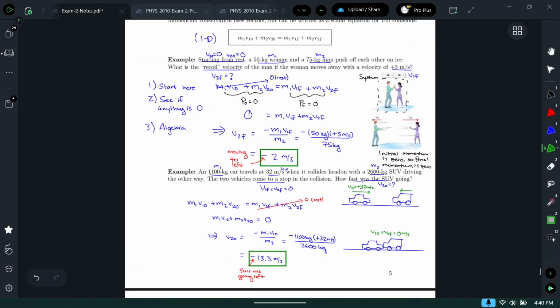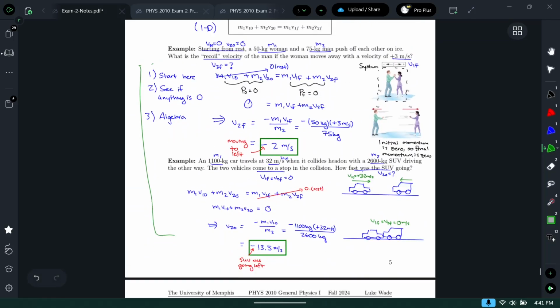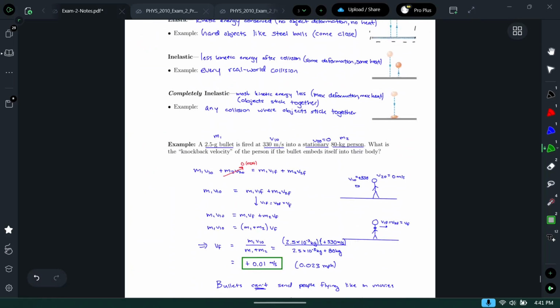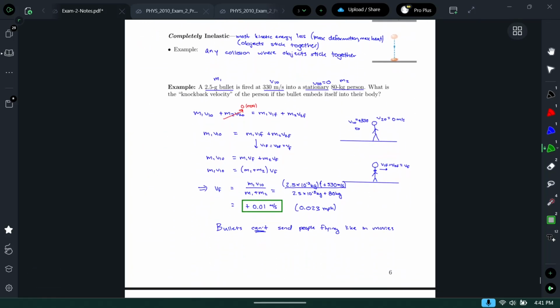You can definitely expect calculations like this, and also the one with the bullet on the next page, where the only special thing is recognizing that if two things stick together, they have the same final velocity.